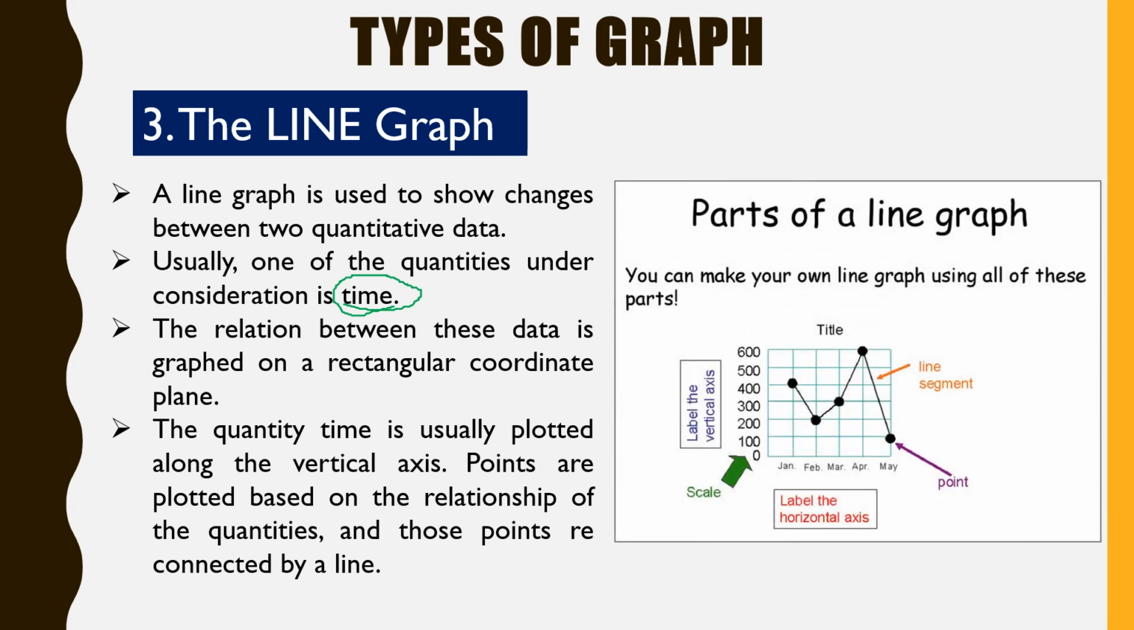Here is an example of a line graph with its parts. So here is a title, and then we have the label for the horizontal axis or the x-axis, the label for the vertical axis or the y-axis, and then we have here the scale. The next ones are the points here, which are connected by line segments.